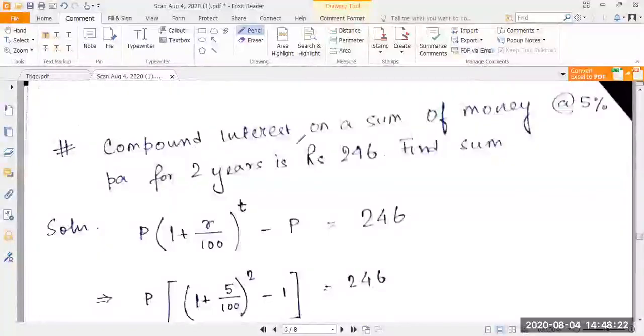So today we'll be doing sums on compound interest. Let's take the first sum. Compound interest on a sum of money at the rate of 5% PA, which stands for per annum, that is 5% per year for 2 years, is rupees 246. Find the sum. They have said that the compound interest for this interest rate and time period is rupees 246, and I need to find the sum, which essentially means I need to find the principal amount P.